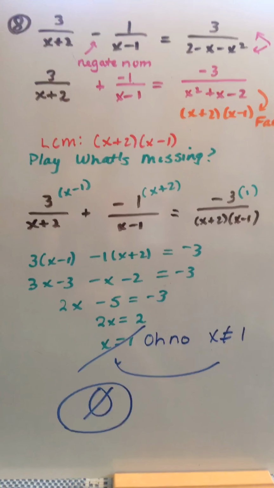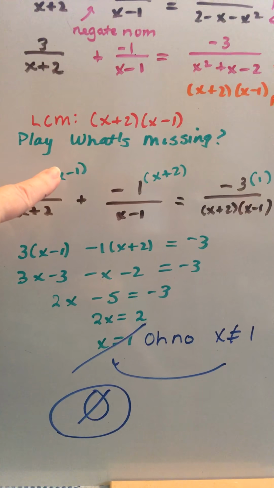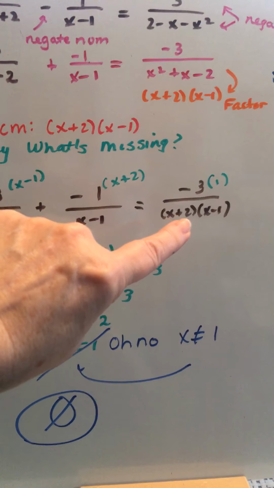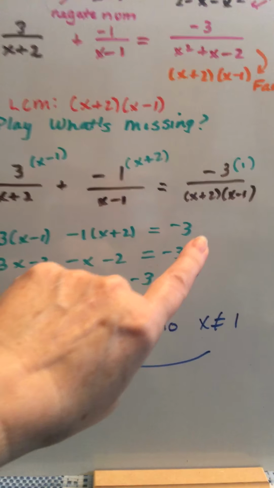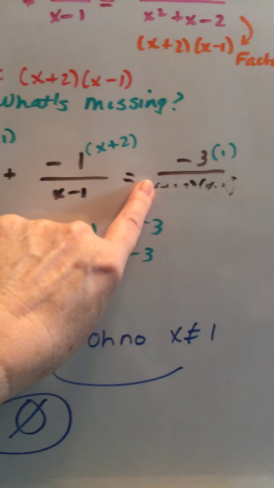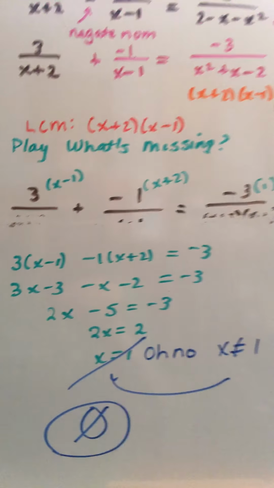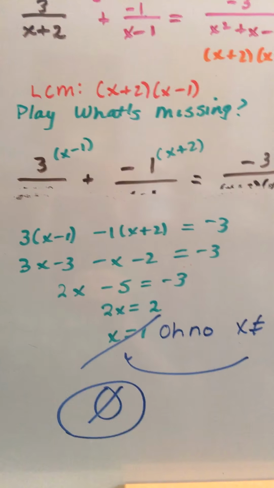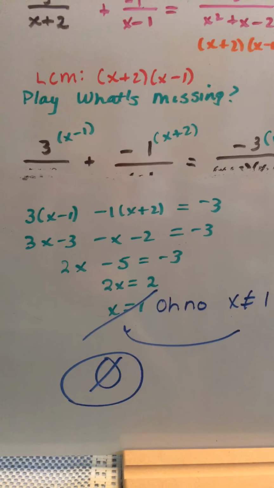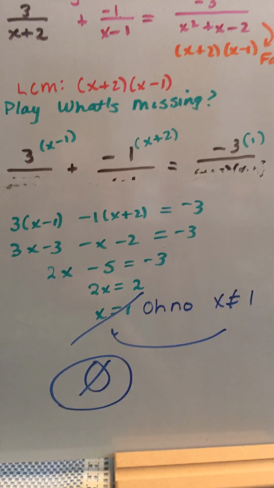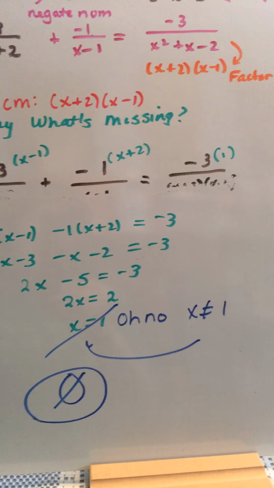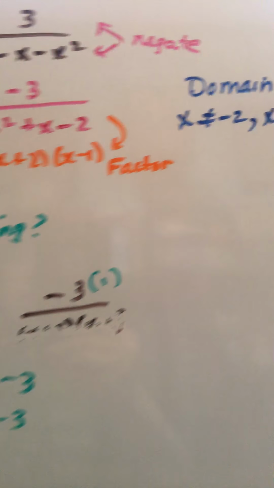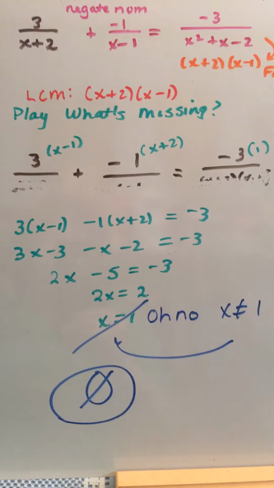So I'm going to play what's missing. What does x plus 2 need? X minus 1. X minus 1 needs x plus 2. And the combo denominator just needs 1. Technically, because I have multiplied, what's missing just shows you what's left after you reduce. I go ahead, I multiply it out, I solve the equation, I get x equals 1. But oh no, we're not allowed 1, so our answer is no solution.